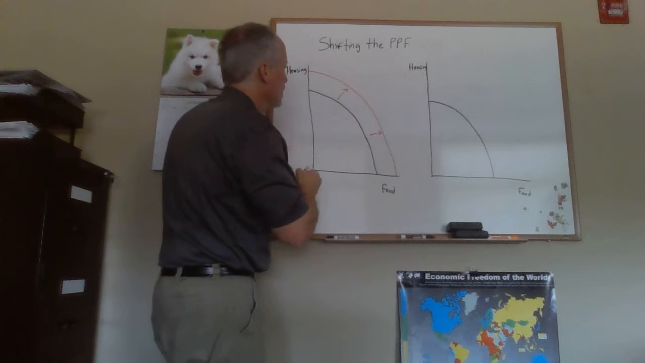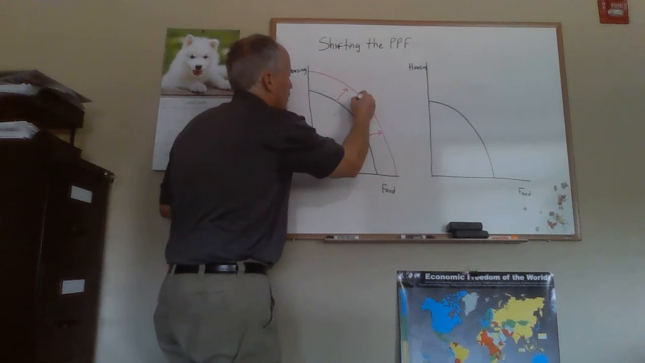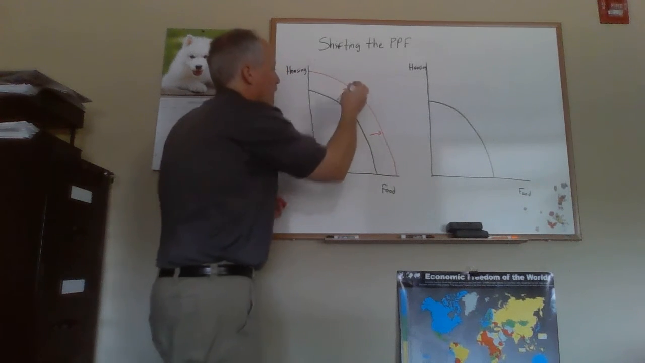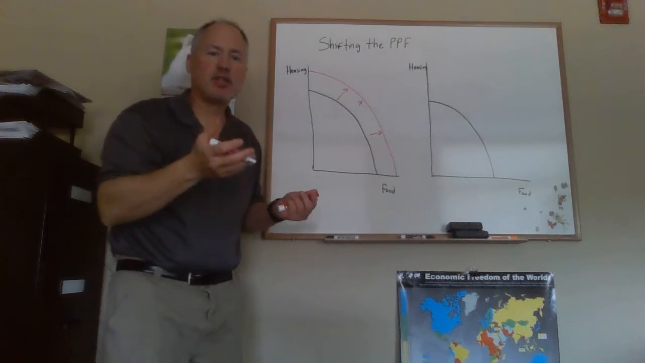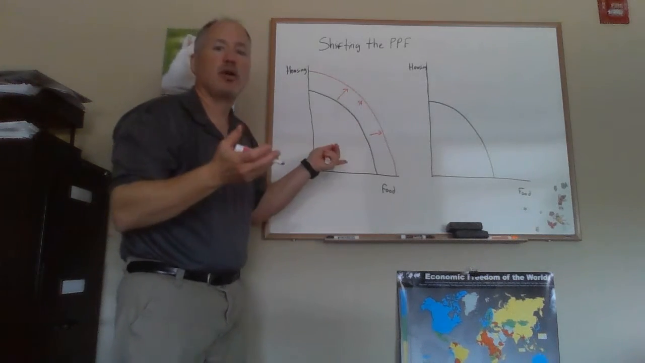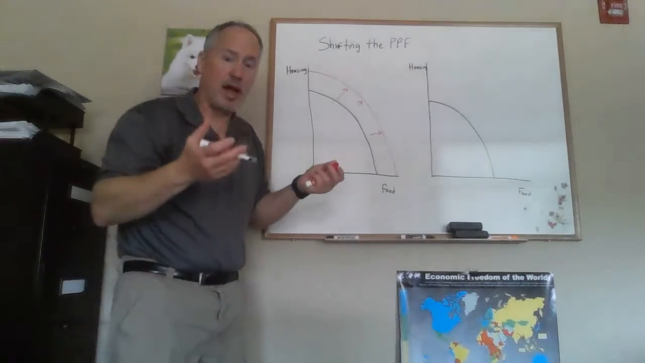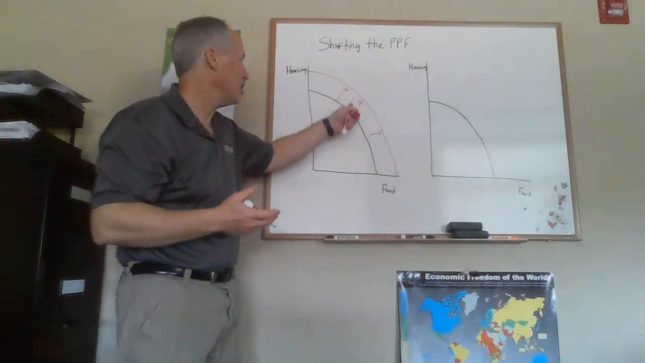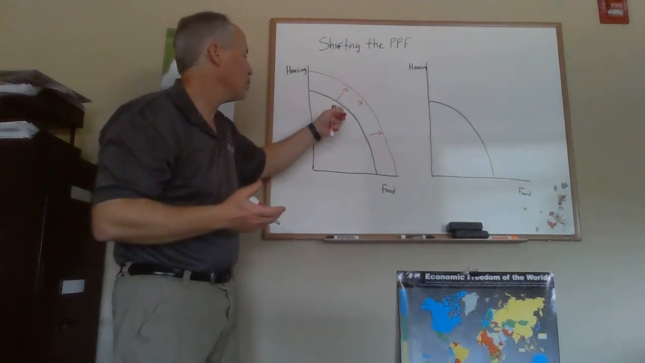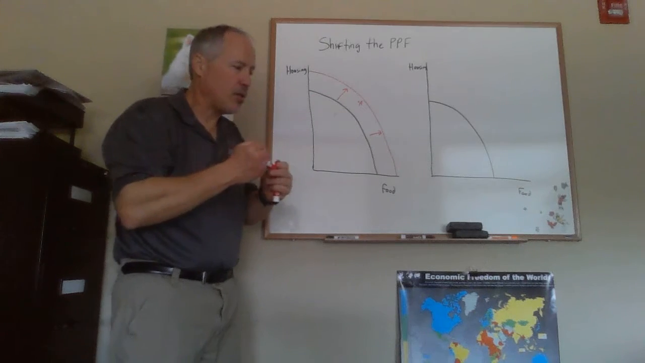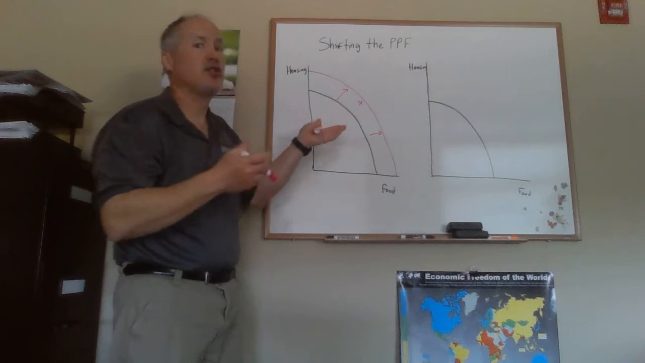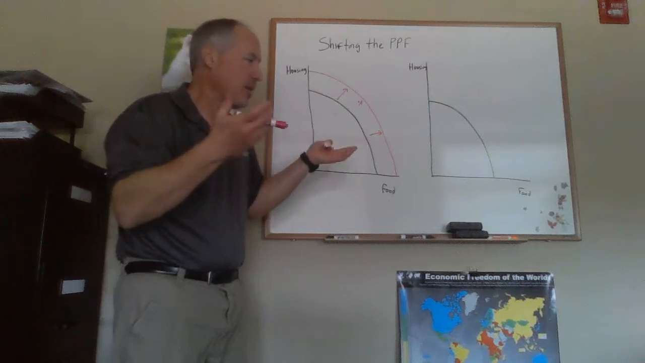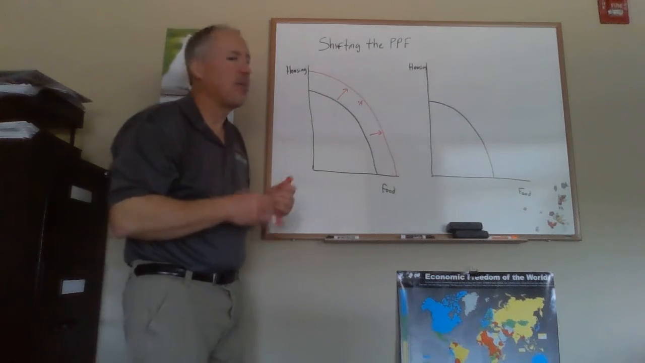And then if we look at this, here's a point, we'll call this A, and we can see that point A previously was outside of the production possibilities frontier. So we couldn't actually get to that amount of food and housing previously. And now with the new technology, A is inside the frontier, it becomes feasible, and we could readily get to that.